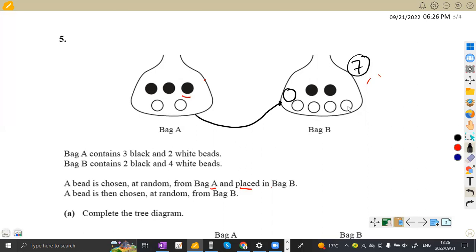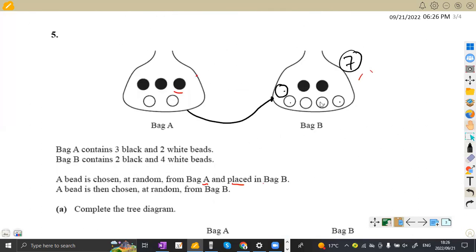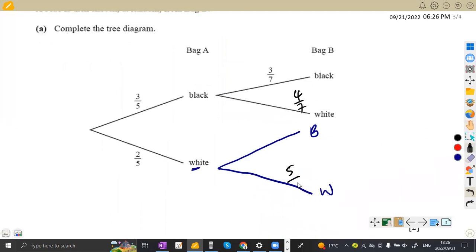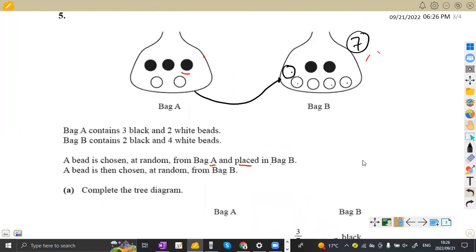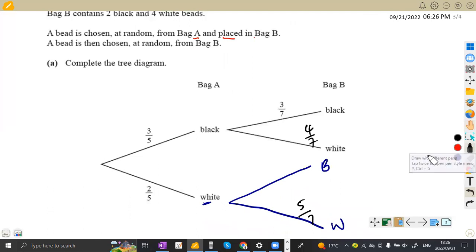So how many white do we have now? 1, 2, 3, 4, 5. There will be 5 there. So our white is going to be 5 out of how many now? Let us check our total. How many are we having now? 7. They are now 7 exactly. So it's going to be 5 out of 7. What about the black? The black will be as it was, which means the black is 2 out of 7.